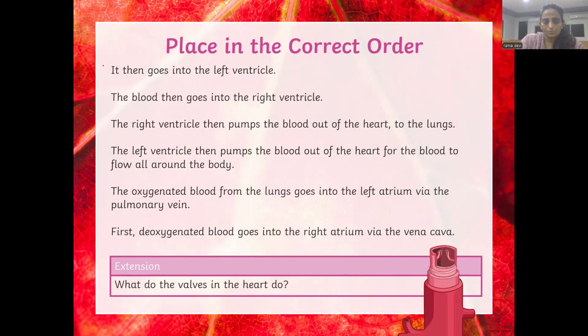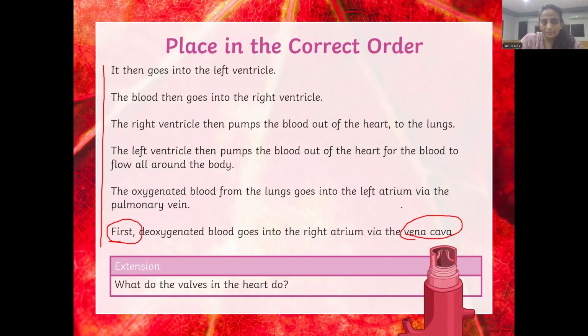So if you are asked to place all this in the correct order, the deoxygenated blood goes first into the right atrium via the vena cava. There's a clue here. This is the first point of the distribution. So, how it starts initially, deoxygenated blood goes into the right atrium, and the blood vessel that takes the deoxygenated blood to the right side of the heart is the vena cava.